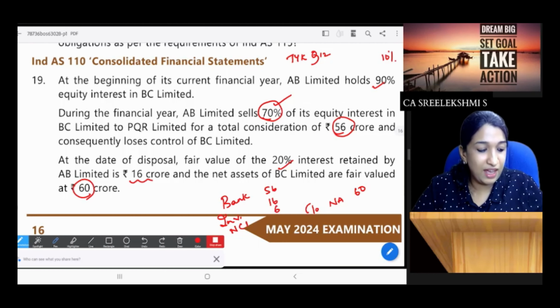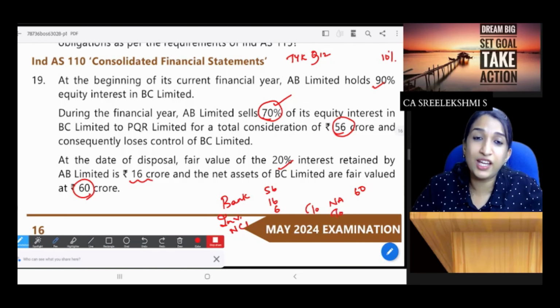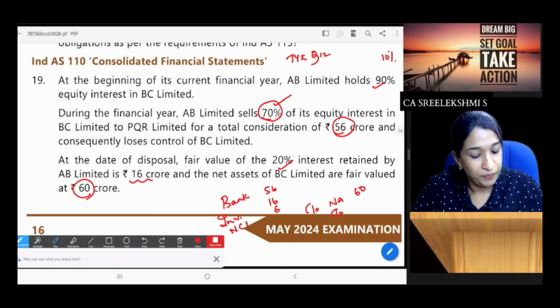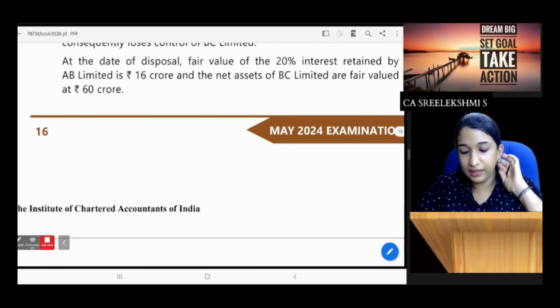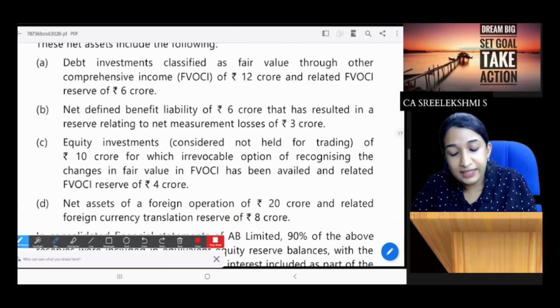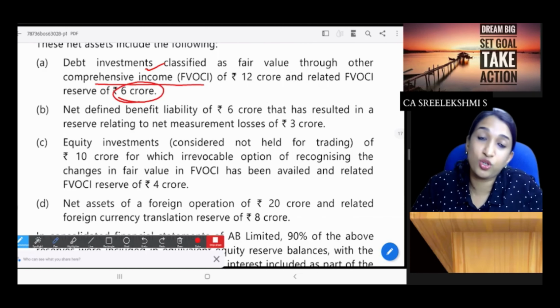Investments at fair value because it's only 20%, debit. Plus NCI derecognized 78 minus 60. So gain on sale of investment with loss of control, P&L credit 18. Then the net assets include debt investments classified as FVT OCI and OCI reserve is 6 crores.